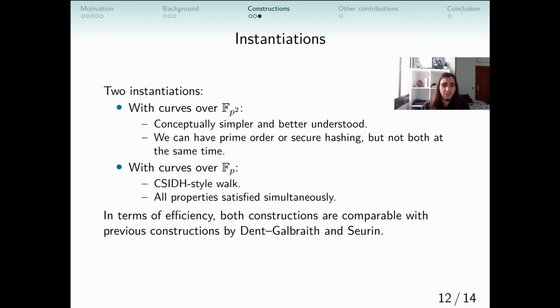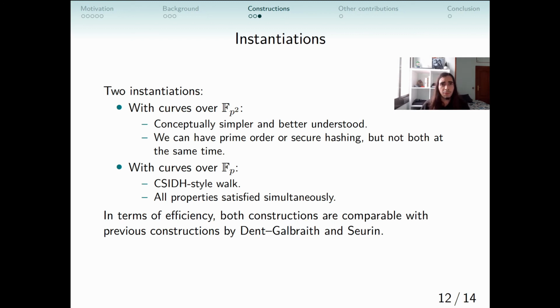In terms of efficiency, both constructions are roughly the same as previous constructions by Dent, Galbraith and Serre, but we have the advantage in the second construction of satisfying all the properties that we wanted simultaneously. So that was the main contribution of the paper.